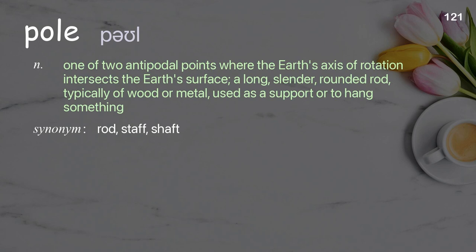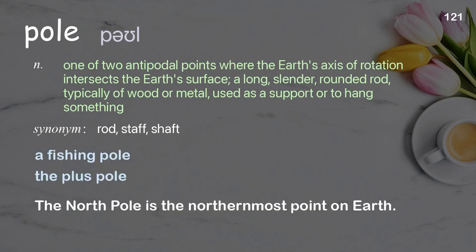Pole. One of two antipodal points where the Earth's axis of rotation intersects the Earth's surface; a long, slender, rounded rod, typically of wood or metal, used as a support or to hang something. Examples. A fishing pole. The plus pole. The North Pole is the northernmost point on Earth.